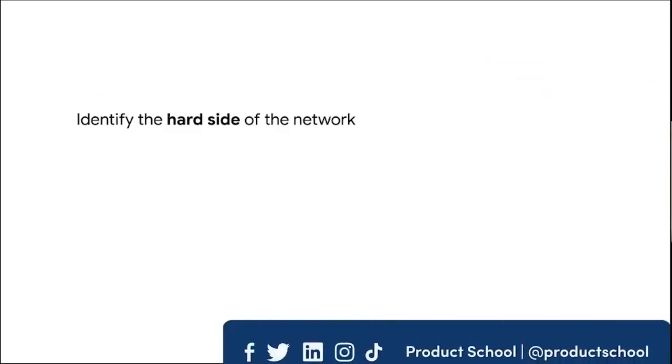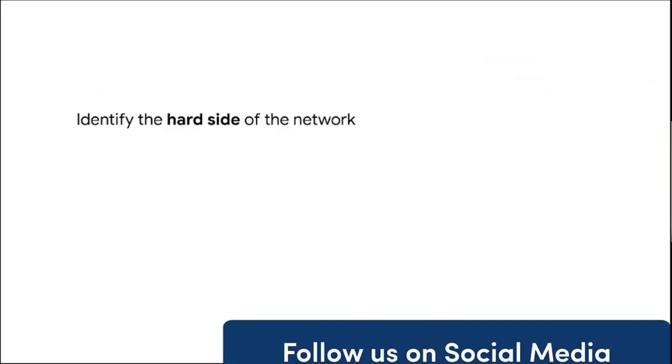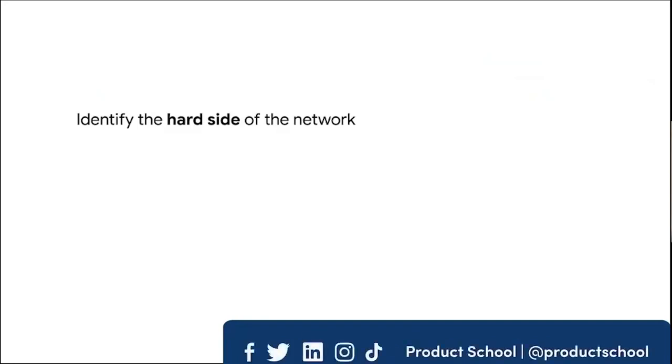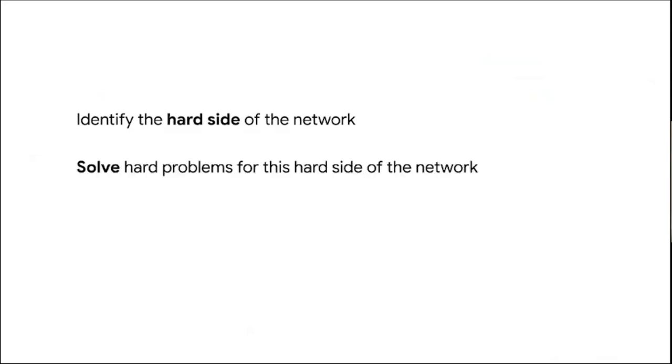For example, content creators for social network, drivers for Uber, developers for App Store, managers that create documents and projects for workplace apps. For marketplaces, it would be sellers. For Wikipedia, it would be volunteers who write all the articles. These are the hard side of the network. Identify your hard side. And once you have done that, solve hard problems for this hard side of the users.